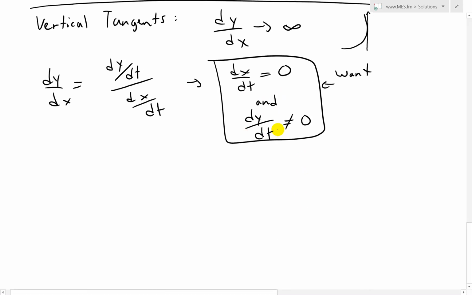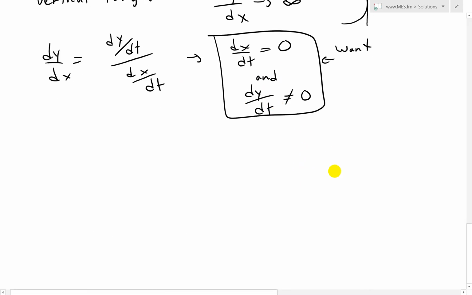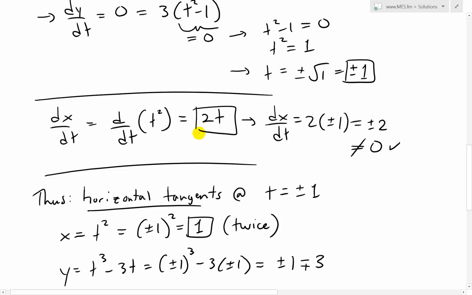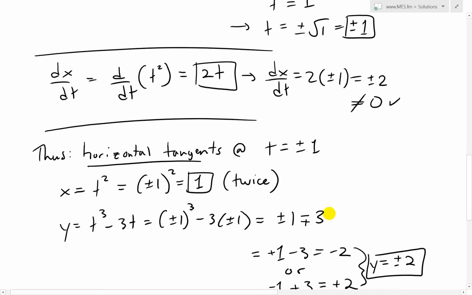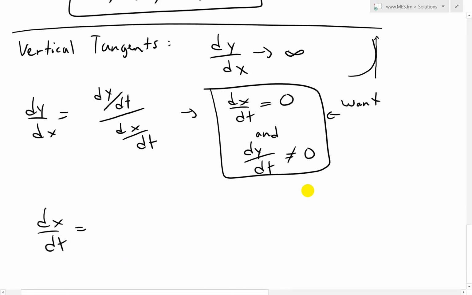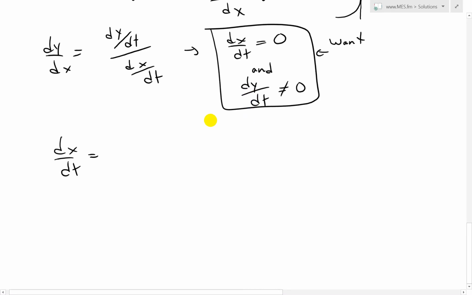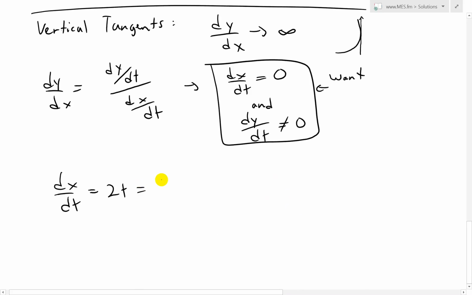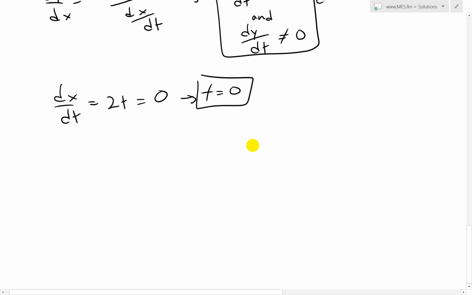So now that we have this, let's look at dx over dt. Recall dx over dt is just 2t, the derivative of t squared. So this equals 2t, and now we set it equal to 0. So 2t equals 0. In other words, t is equal to 0. This one's a simple one, and now we have to check if dy over dt is equal to 0.